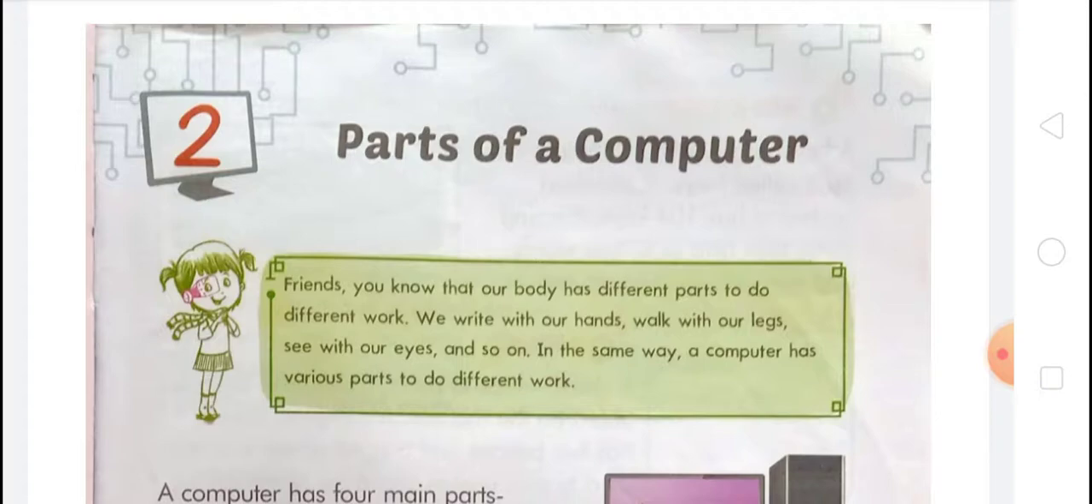And in revision we revised chapter 1. In this topic we learned the difference between humans and computer, and the chapter where the computer is a smart machine. After that we learned types of computers, and after that we learned uses of computers at different places.